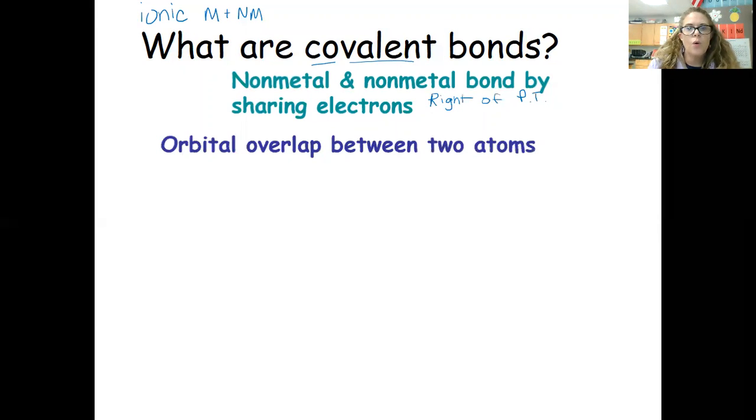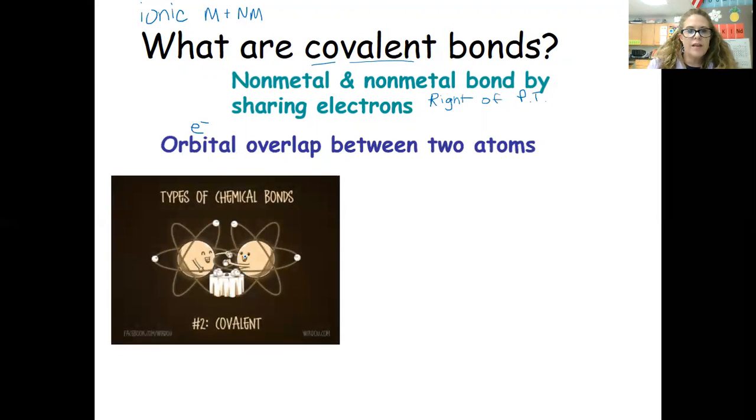So it's considered an orbital overlap. And remember, an orbital is the most probable location of the electron, right? So it overlaps between two atoms. So then this is a sharing of electrons.